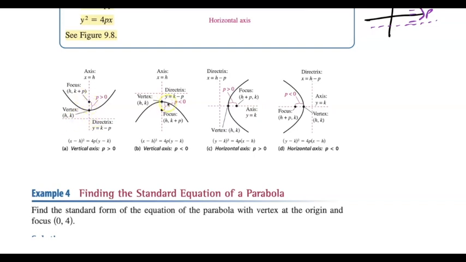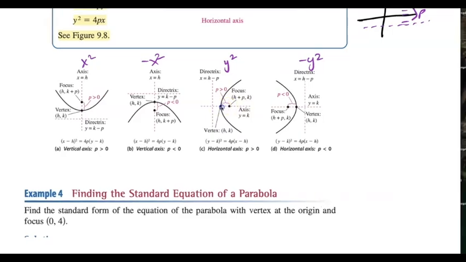Same thing with upside down. This is a negative x squared graph. Over here, positive opens to the right. So if you have a positive y squared, it opens to the right. So positive x squared opens up, a negative x squared opens down, a negative y squared opens to the left. But it's the same idea. Find out where your vertex is. Now you can go right p to get your focus, and you go left p to get your directrix.